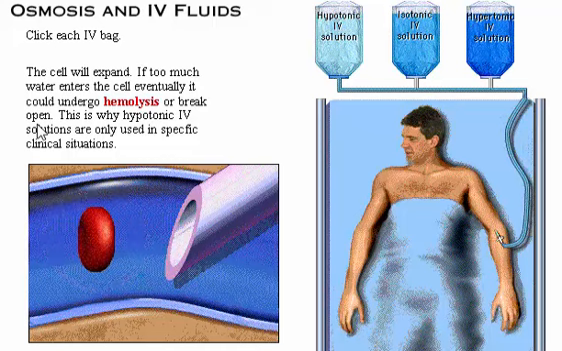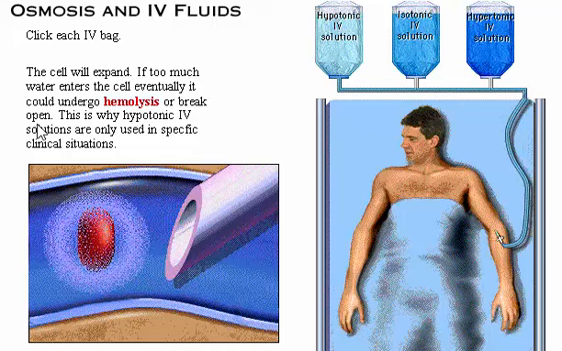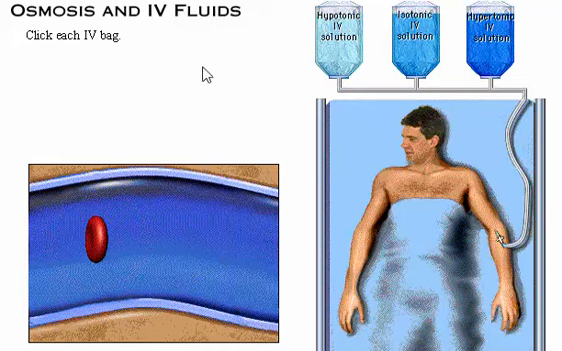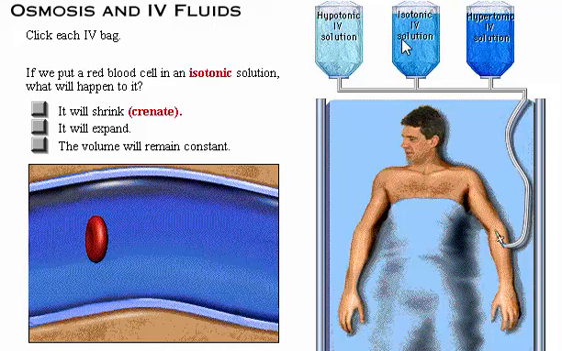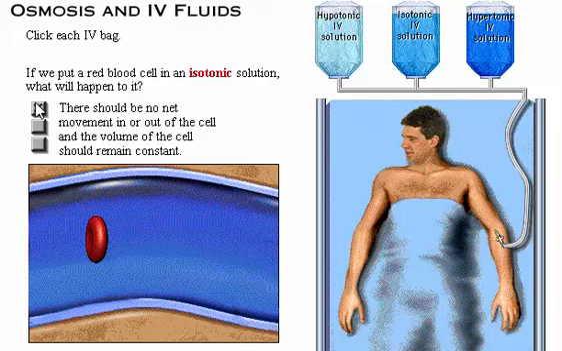If we put a red blood cell in an isotonic solution, what will happen to it? If the solution is isotonic to the solution inside the red blood cell, then there should be no net movement in or out of the cell, and the volume of the cell should remain constant.